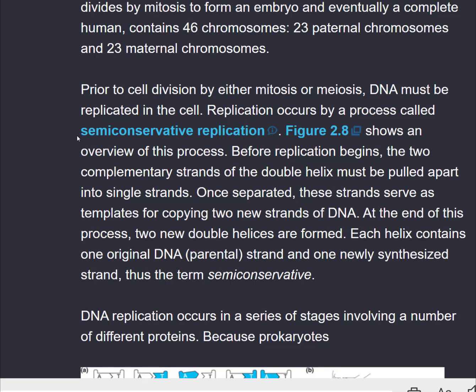Semi-conservative replication: the process by which DNA is copied. One original, which is the parent, DNA molecule gives rise to two molecules, each of which has one original strand and one new strand.